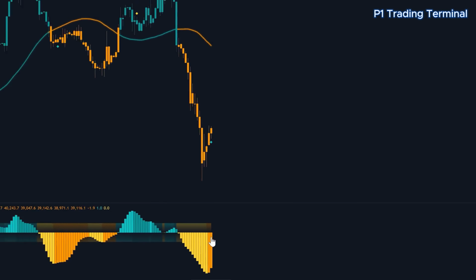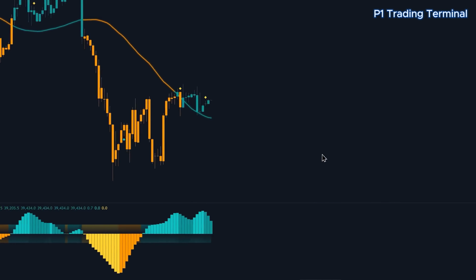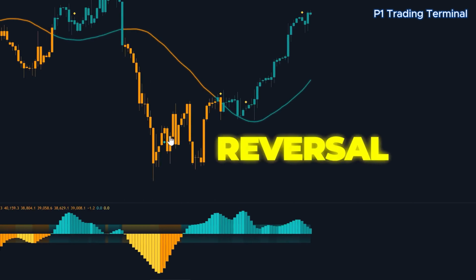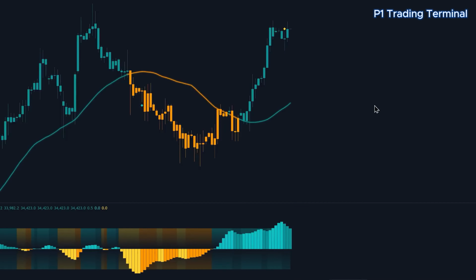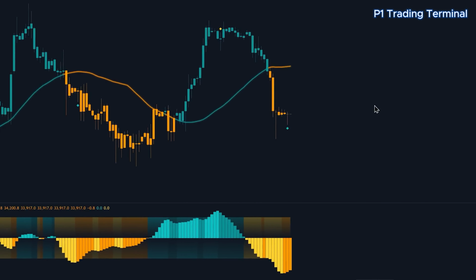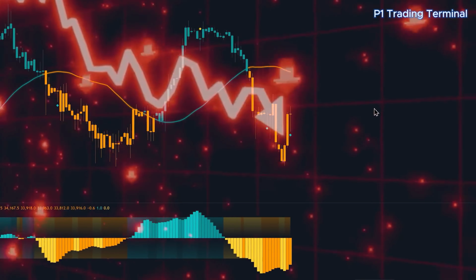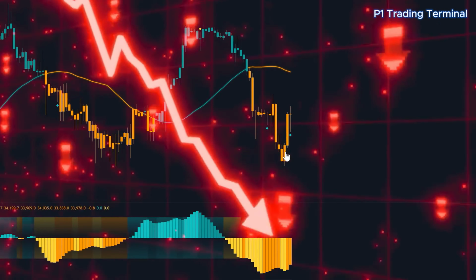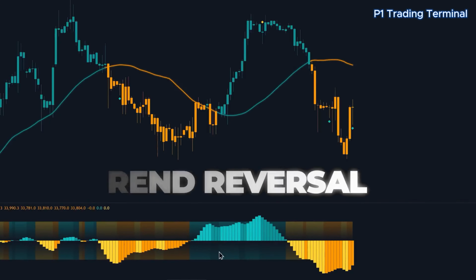This is a bullish trend reversal as indicated by this indicator. Let's see what happens. The reversal actually happened, and this is a bearish trend reversal as indicated by the same indicator. Let's see what happens. The price went down. This is just one of the many trend reversals predicted by this indicator.